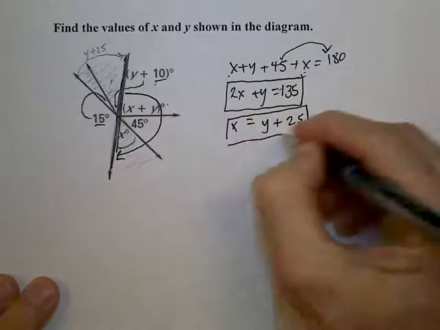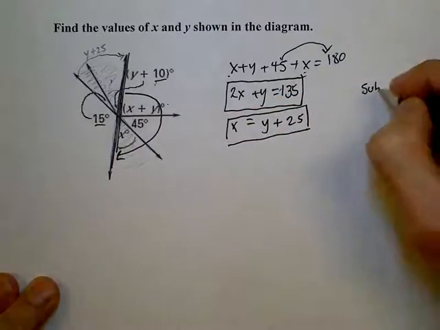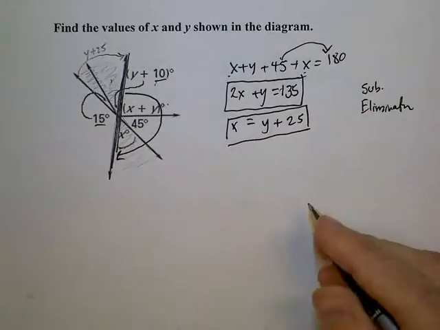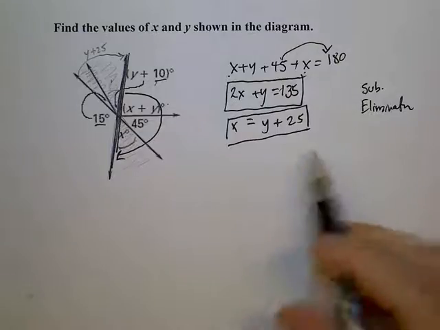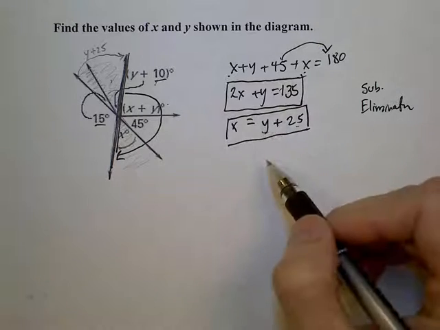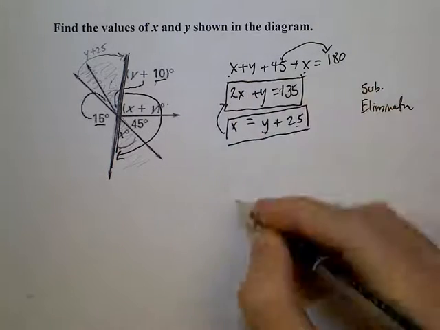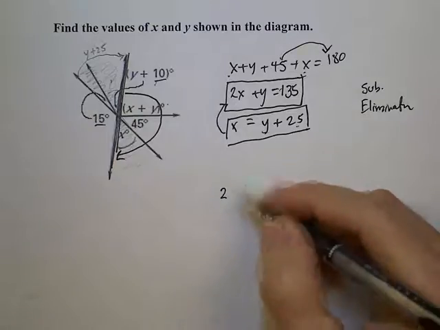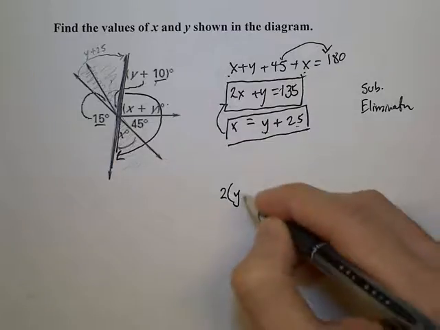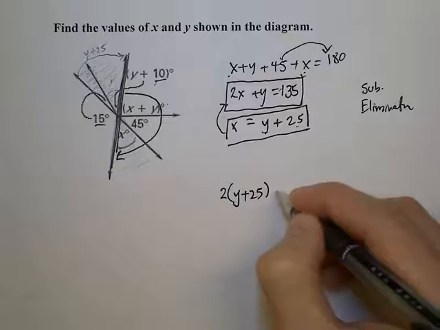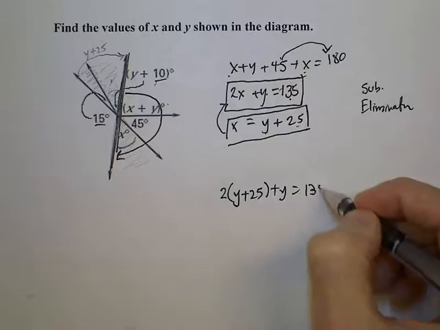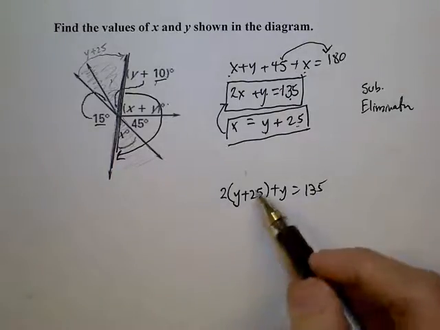And you have a system, and whenever you have a system, you're thinking either substitution or elimination. Which one makes the most amount of sense on this? Yeah, substitution is already set up for us. We already have x solved. All we have to do is take that y plus 25 and stick it in there for x. So let's do that. And our new equation is going to be 2. Do I need parentheses on this one? Yeah. 2 times (y plus 25) plus the other y equals 135.